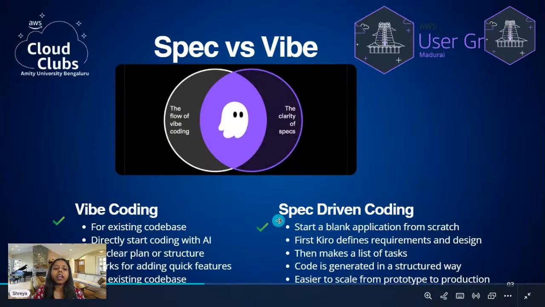On the other hand, vibe coding is when you have a code base already ready and you just want to add a few features here and there, and you don't want to go through the whole process of requirements, design and tasks. So spec-driven takes a bit longer, but you get very clean code and everything is structured. Vibe coding is for simple and easy tasks like adding features.